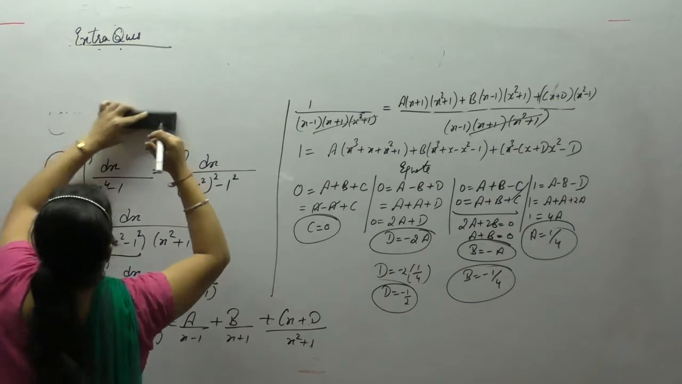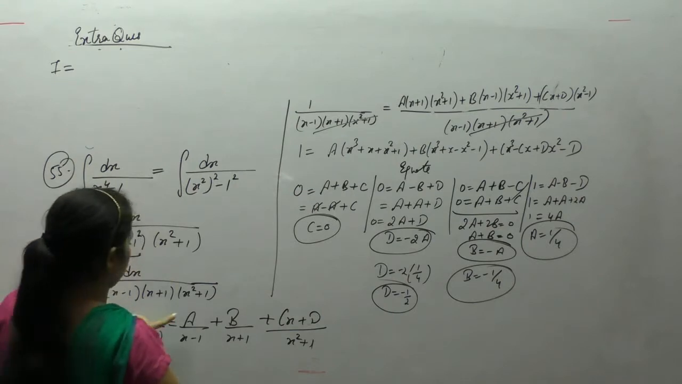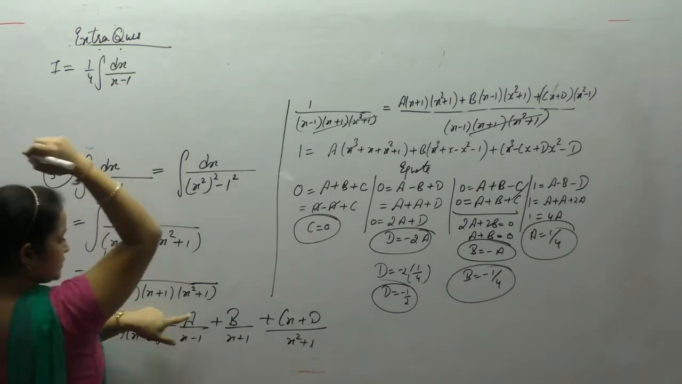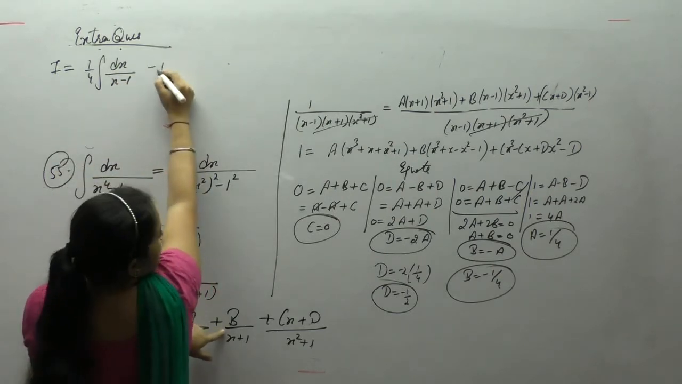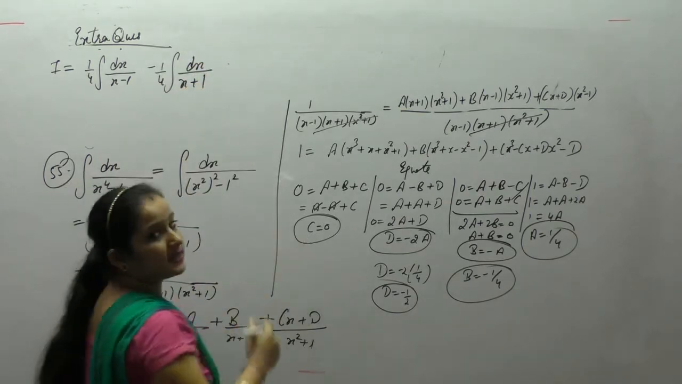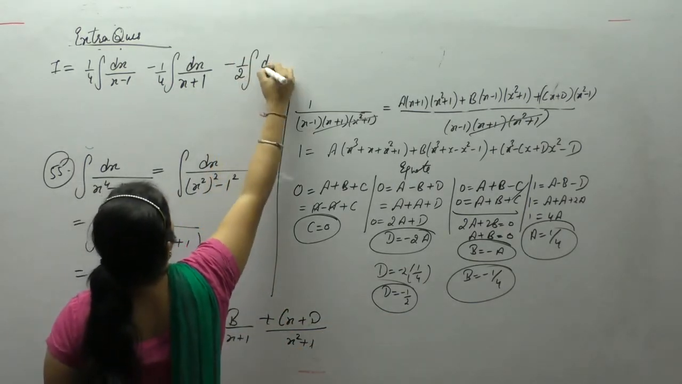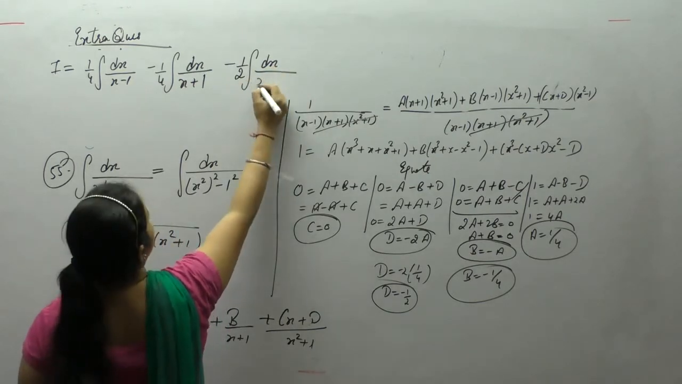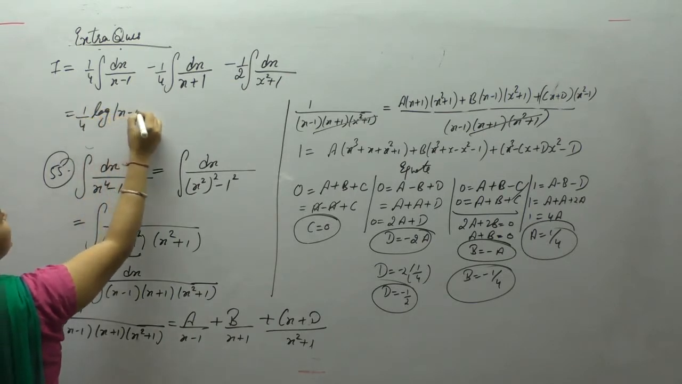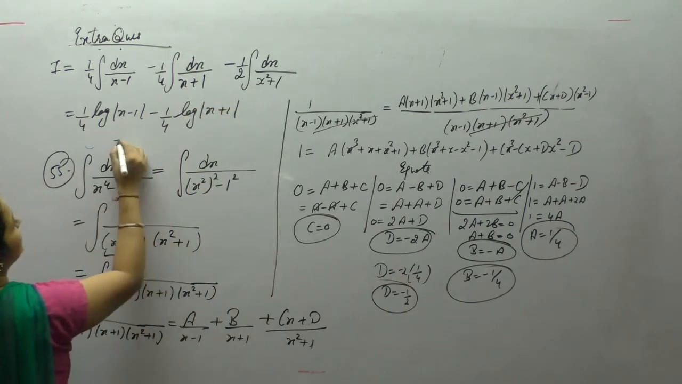Put these values of a, b, c and d. a is 1 by 4, dx upon x minus 1. b is minus 1 by 4, dx upon x plus 1. c is 0, 0 into x, minus 1 by 2, dx upon x square plus 1. So we get 1 upon 4 log of x minus 1, minus 1 upon 4 log of x plus 1.